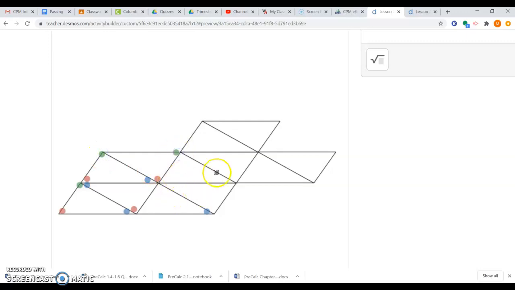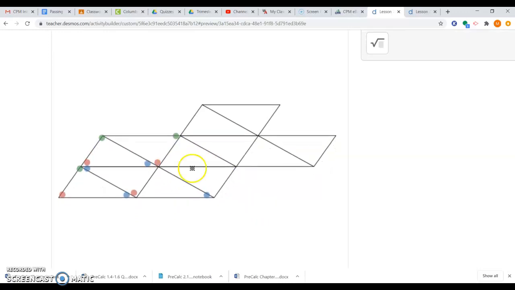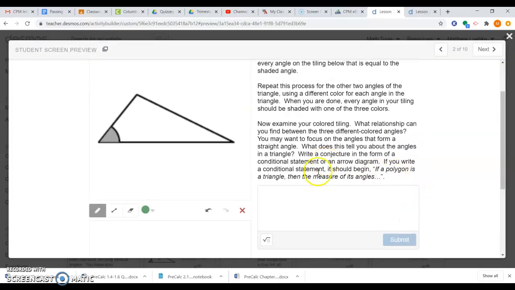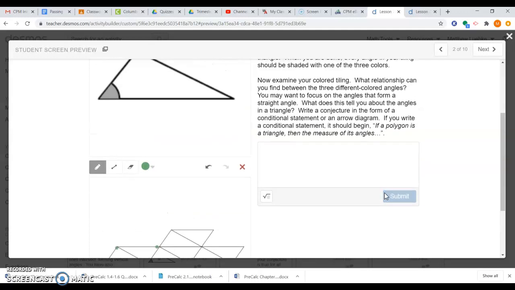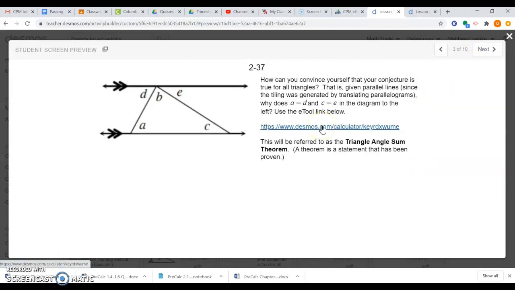What we're trying to see is, well, my triangle is made up of blue, red, and green, but look what's happening when those angles come together. Red, blue, green, they're creating a straight line, which makes me start to think, well, maybe these three angles in a triangle add up to be 180 degrees. And so I write, if a polygon is a triangle, then the measure of its angles I believe to be 180. Next, we can go into actually investigating it a little bit further.